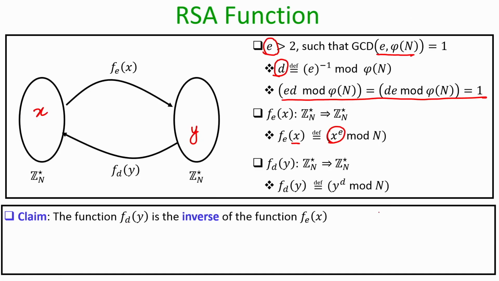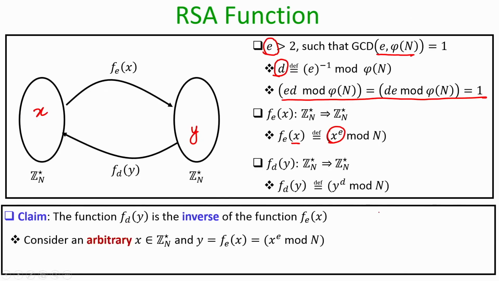So, I can prove that the function f d in the reverse direction is actually the inverse of the function f e in the forward direction, and the way we can prove this is as follows. You take any arbitrary x, and suppose for that arbitrary x the forward direction function gives you the output y. So, y is equal to x to the power e modulo n. What I have to show is that if I invert this y, namely x to the power e modulo n, as per the inverse function, I should get back my x. So, let us do that. Let us try to invert the value y. Y is nothing but x to the power e modulo n, and then the whole thing raised to the power d.